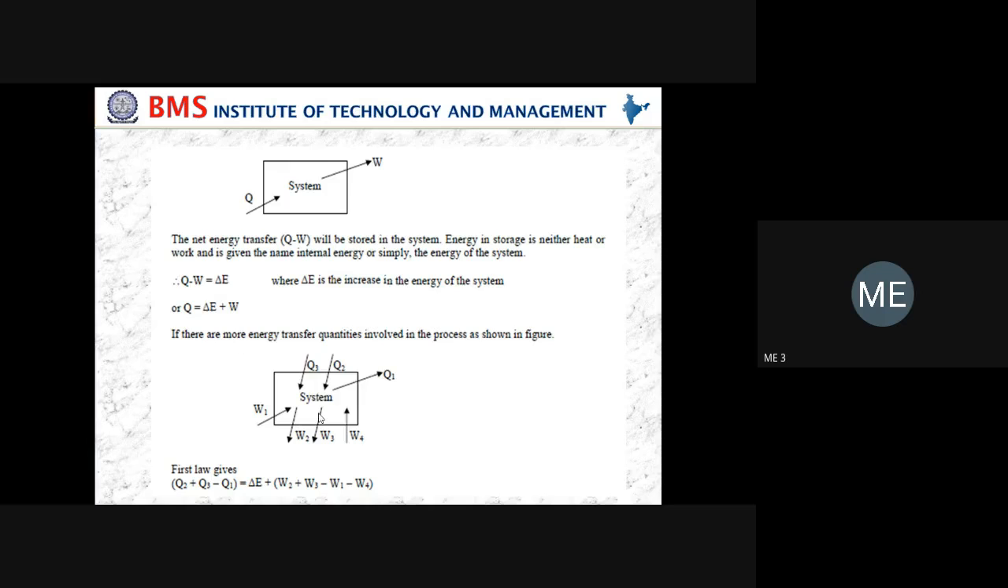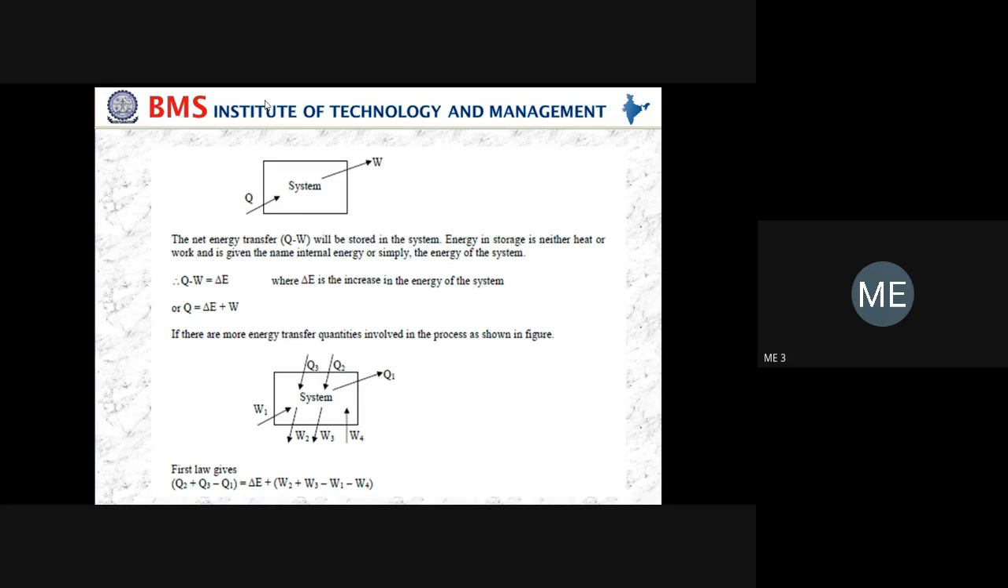Delta is called the increase in the energy of the system. As you add heat into the system, obviously there will be an increase in the energy of the system. As you take heat from the system, there will be a decrease in the energy of the system. Whatever energy is stored in the system is neither work energy nor heat energy. It is a form of energy represented by the symbol delta E.